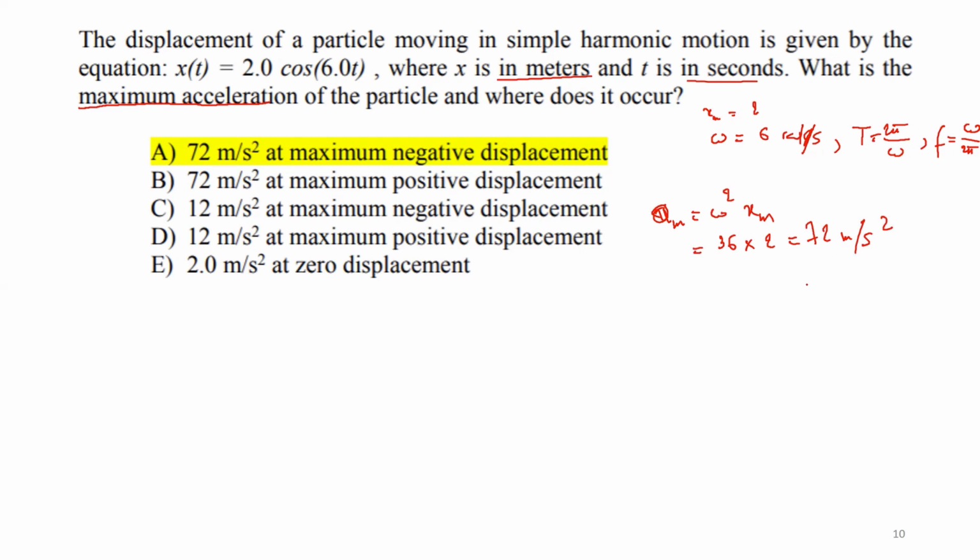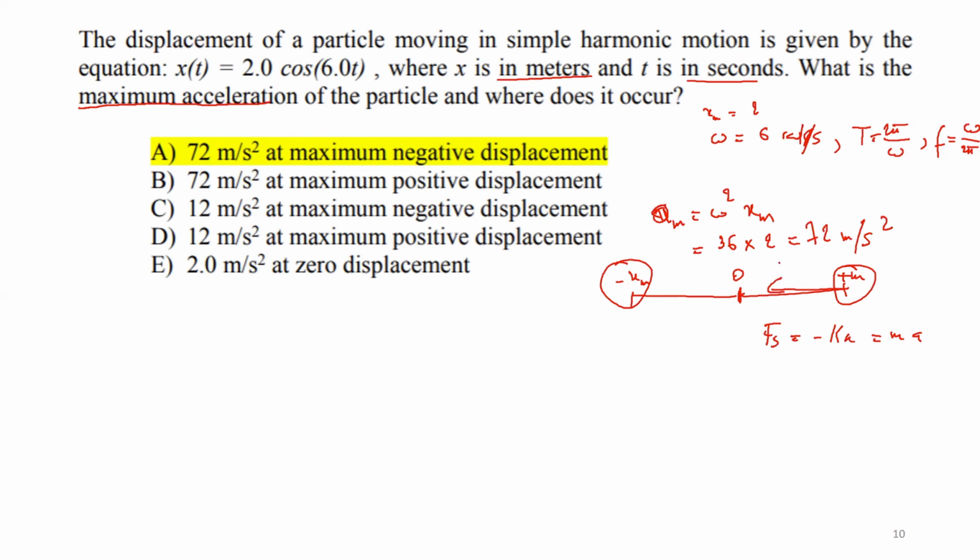When does it occur? Of course, you know that if this is my 0, this is my plus x max, this is minus x max. The acceleration is maximum when my displacement is maximum. So it will be either here or here. In magnitude, they will have the same acceleration. But when I'm at plus x max, the acceleration is negative because of the restoring force. Remember, Fs is equal to minus kx, and Fs is ma.